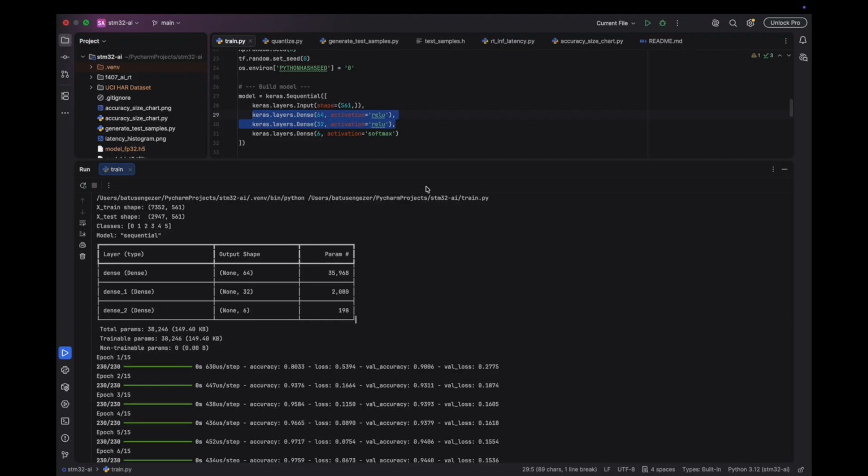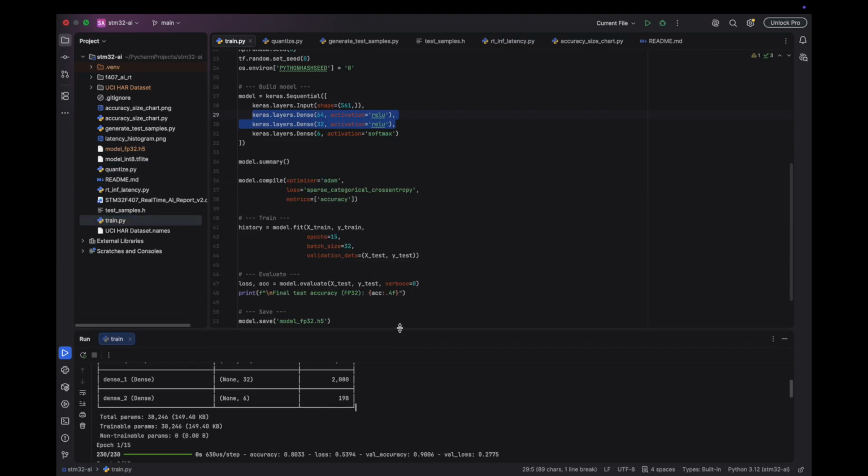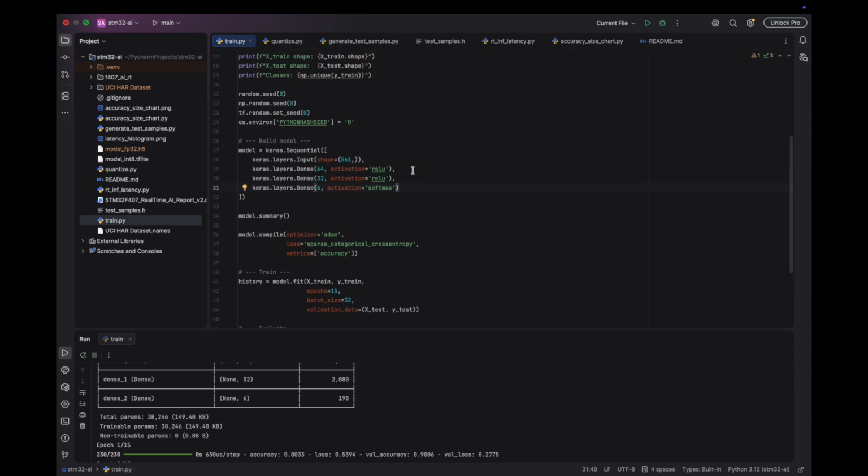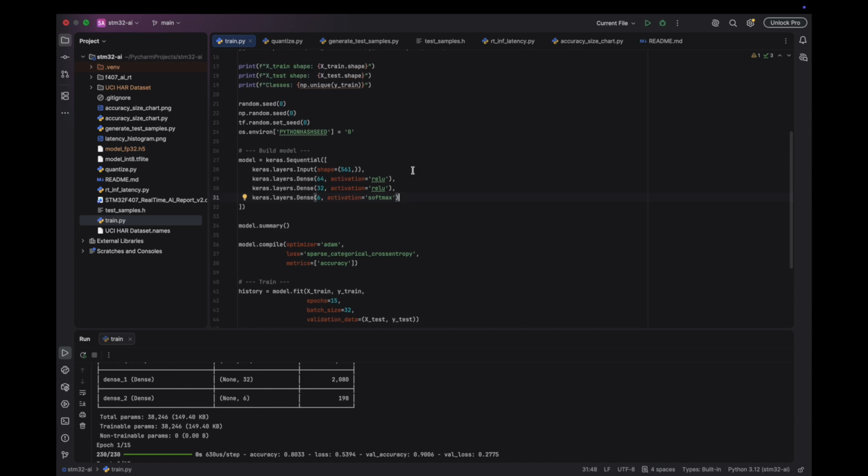The final layer uses softmax, which converts the 6 raw output scores into probabilities that sum to 1. So the highest probability is the predicted activity. There are about 38,000 parameters total, and almost all of them are in the first layer.